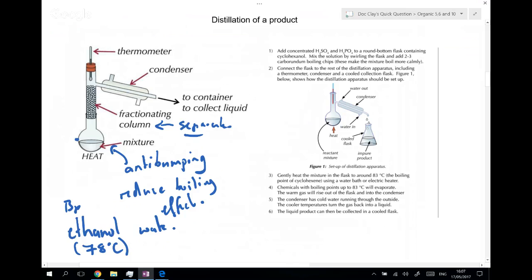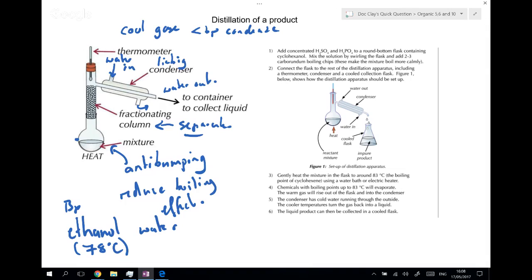If we were trying to separate these two liquids, we'd heat to 78 degrees Celsius, the boiling point of ethanol, and then we would get condensing, because here we have, if we want the complete name, a Liebig condenser. We have water in, and water out at the bottom. The reason we do that is that it is going to cool the gases to below their boiling point, and they will then condense out. So we end up collecting a purified liquid.